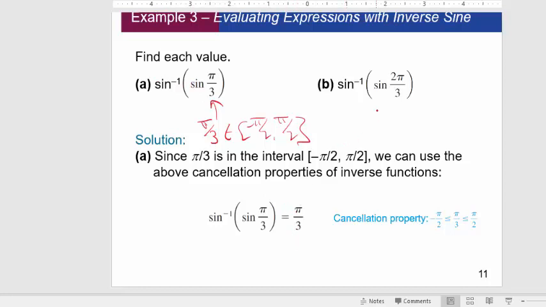Okay. Now with this one, however, 2 pi over 3 is not in this interval from negative pi over 2 to positive pi over 2.